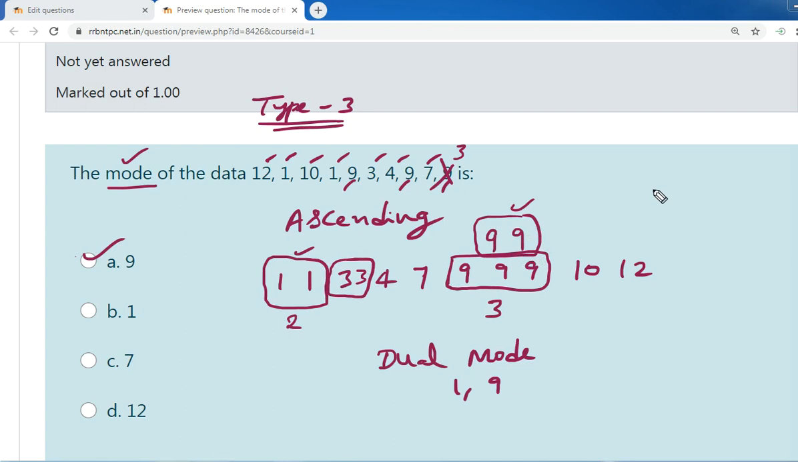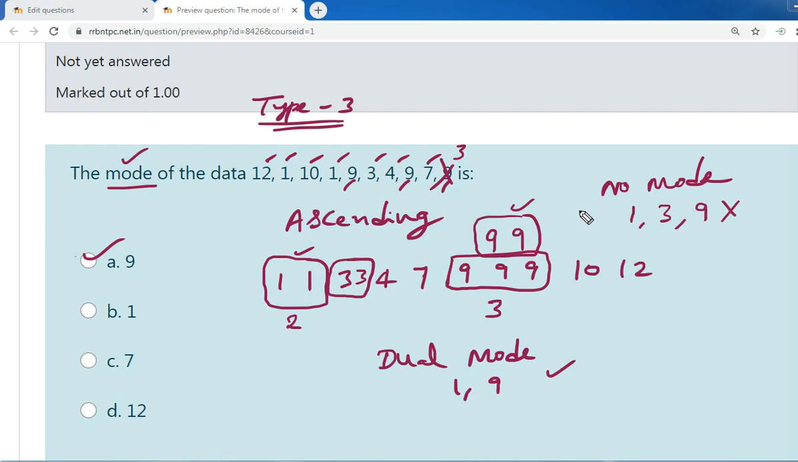So then we say that there is no mode. There is no mode to the given data. We cannot say that 1, 3 as well as 9 will be mode, so that is not there. Only up to dual mode is there. After that, we should say that there is no mode for the given data. These are the 3 different variations in finding out the mode.